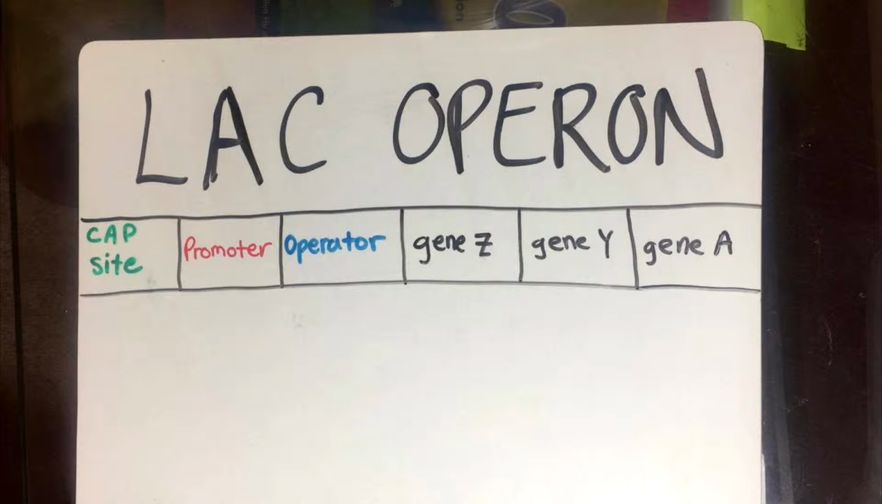As you can see in the picture, there are several parts to the Lac Operon. There's the CAP site, the promoter, and the operator, as well as the genes that are part of the Lac Operon. In this video, we will talk about what each part does.